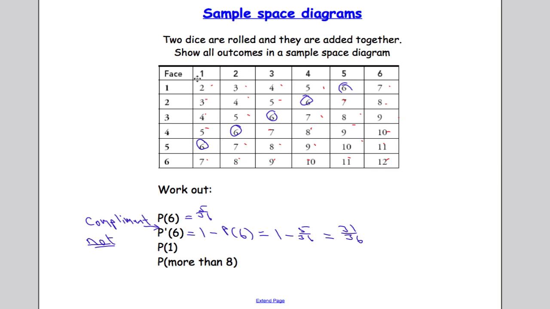What's the probability of getting a 1? Well, again, if we look in our sample space diagram, which shows all possible outcomes, we can see that there's absolutely no chance of getting a 1. So that means that the probability of that happening is 0.